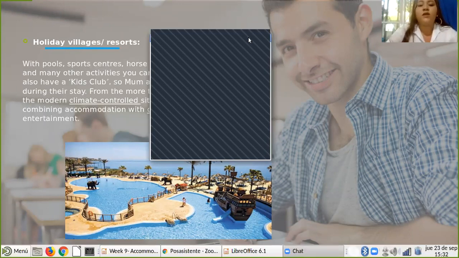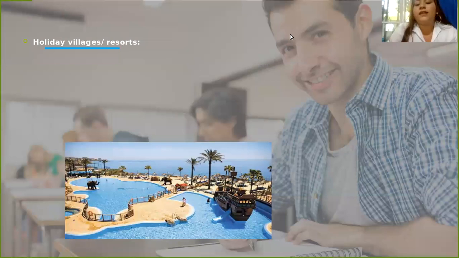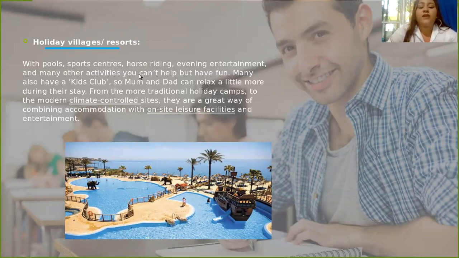No, it's not, because Termas del Río doesn't have rooms to relax and to sleep and stay. But with pools, sports centers, horse riding, evening entertainment, and many other activities, you can't help but have fun. Many also have a kids club, so mom and dad can relax a little more during their stay. From the more traditional holiday camps to the modern climate-controlled sites, they are great ways of combining the accommodation with on-site leisure facilities and entertainment. It's the perfect type of accommodation for a long family trip, okay?